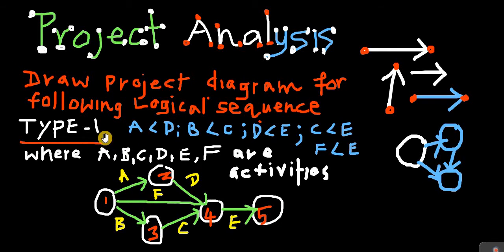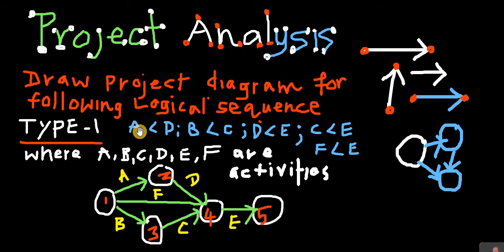logical sequences are given like this. Activity A should be finished before D, and B should be finished before C. D should be finished before E, and E should start after C is over, and E should start after F. Okay, these are the logical ideas given to us.